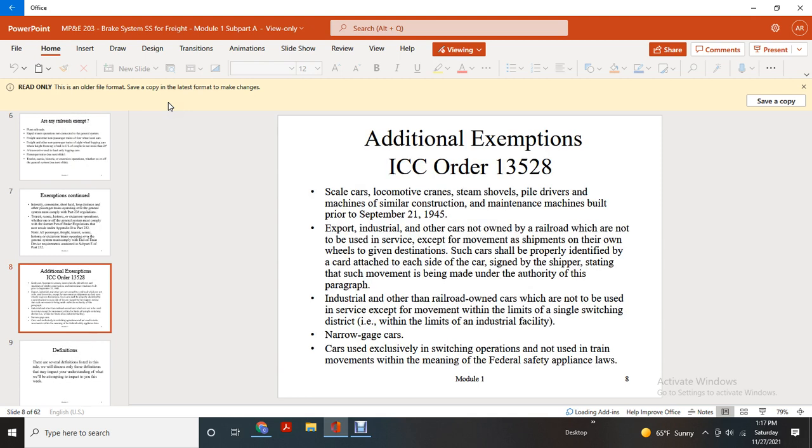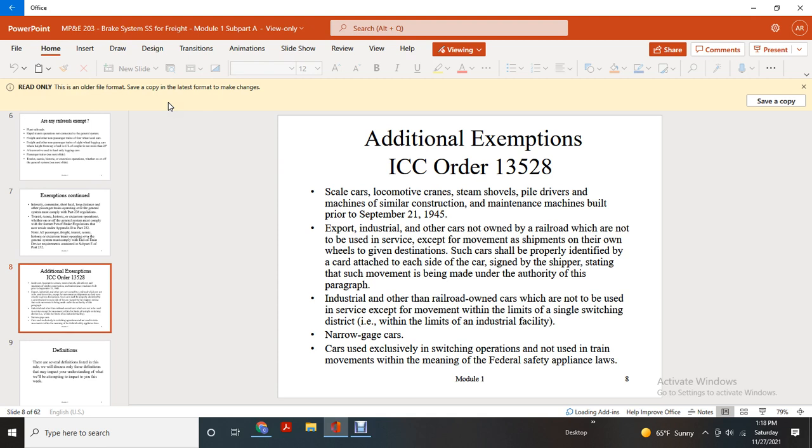Additional exemptions, per Interstate Commerce Commission Order 1352-8: a locomotive crane, steam shovel, pile driver, or machine of similar construction for maintenance, built prior to September 21st, 1945. Export, industrial, or other cars not owned by the railroad which are not used in service except for the movement of shipments from their own wheel to the destination, provided the car is properly identified by a tag attached to each side of the car with a sign from the shipper stating that the movement is being made under the authority of the paragraph.